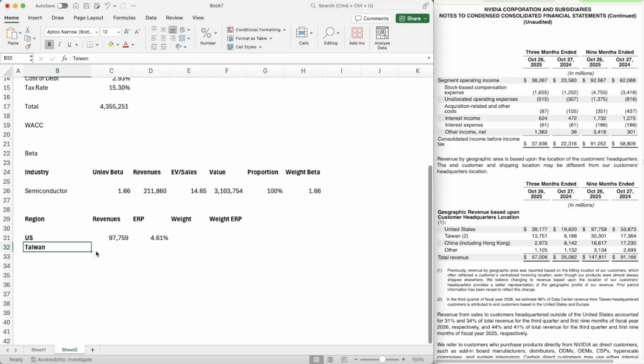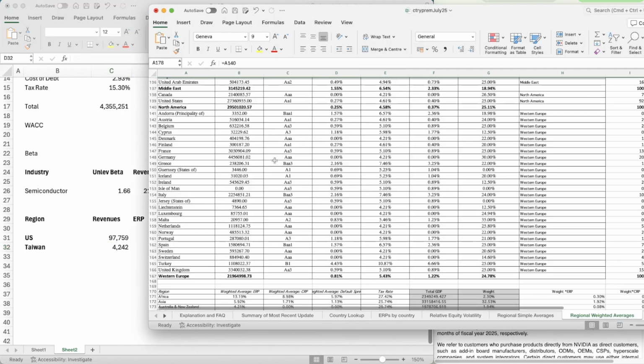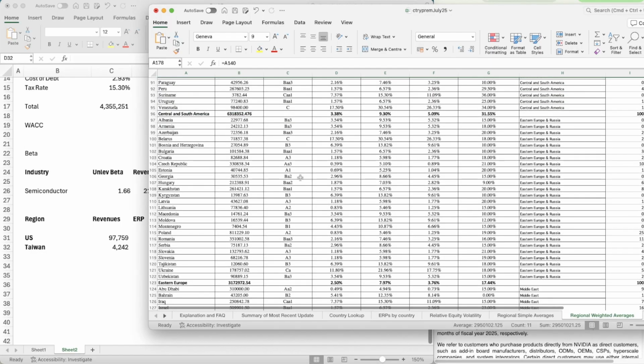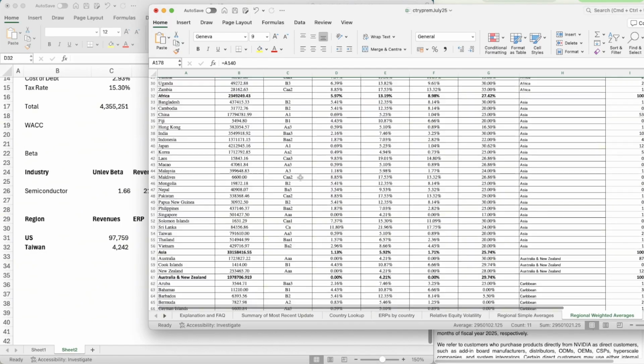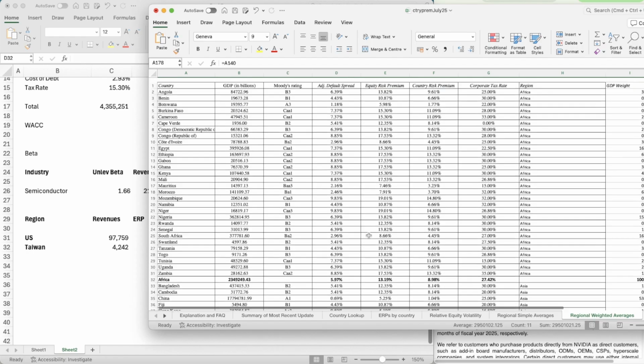So the next one we're going to do is Taiwan. And let's do it like this. We're going to take this 3301 and multiply by 0.14. The reason we're doing that is because even though this revenue is going through Taiwan, it's actually for US and European customers. So we want to have the risk reflected on that. So let's say 4.4242 billion. Let's look for Taiwan on here. Taiwan, 5.1%.